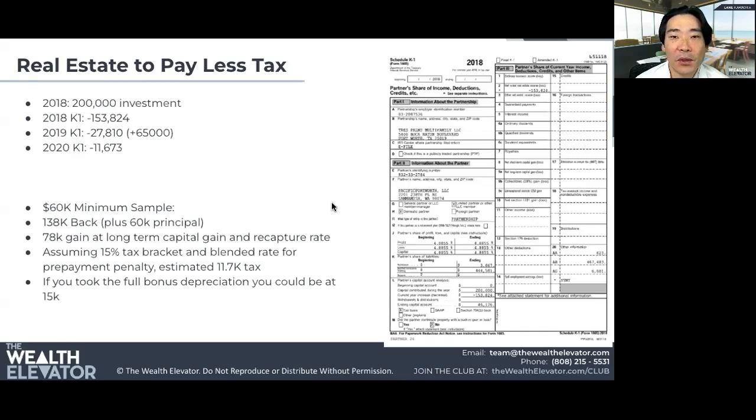But at that point, when we exited, we had to recapture these losses. That's the other flip side of this. And we'll get into more of this in the next module. We'll review it again. But when you get these losses, you have to recapture the depreciation at the exit.